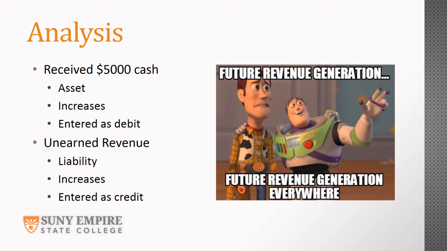For the initial transaction, Polly's Plushies received $5,000 in cash. So one of the affected accounts will be the asset cash, which increased. Since assets increase with debits, the cash account gets debited $5,000. The matching account will be the unearned revenues. This liability also increases by $5,000. Since liabilities increase with credit, we will credit unearned revenues. Now let's see the actual journal entry.